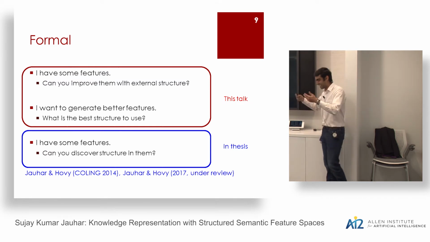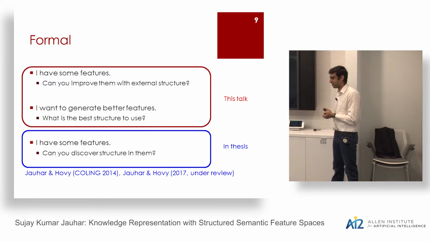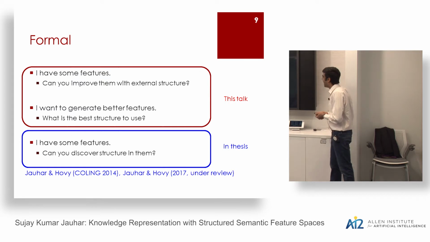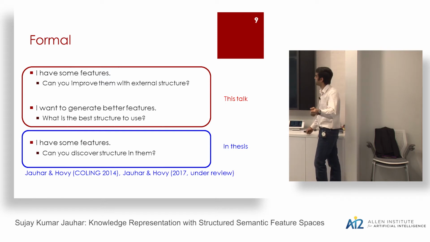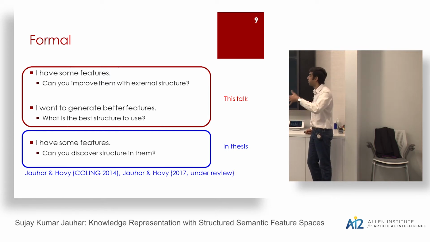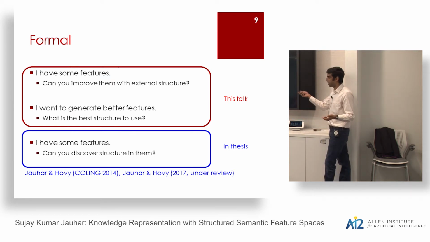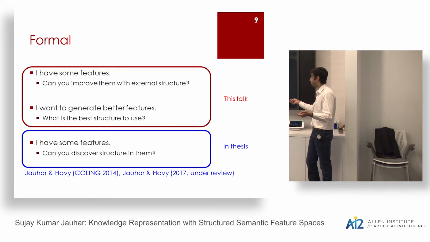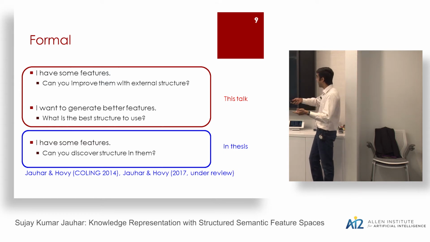But more formally, let's ask ourselves some research questions. I have some features. Can I improve them with some external domain knowledge or structure that I have? Or I want to generate better features. What is the best structure to use in a particular context? And finally, I have some features, but I don't have structure. Can I discover structure in these features?